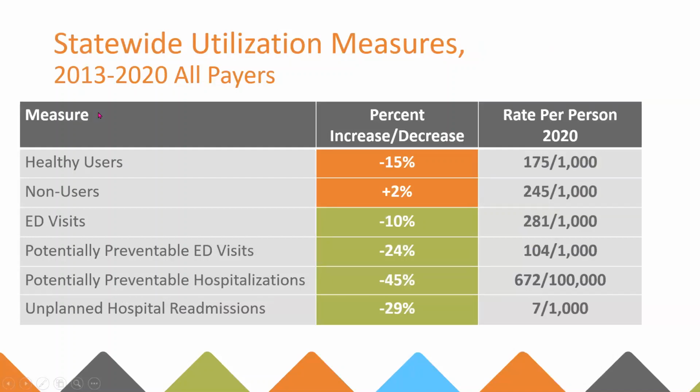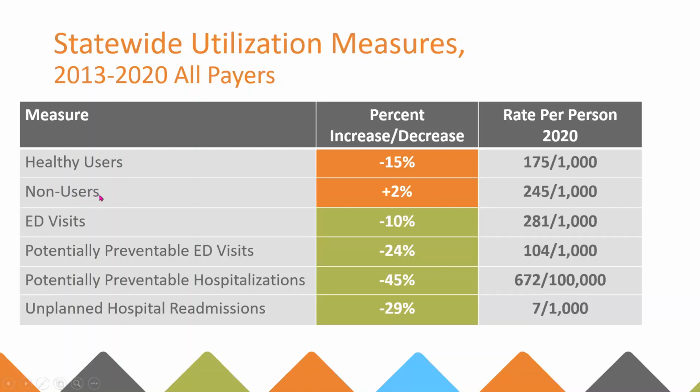So we spent a lot of time so far on cost. That's not the only thing that is in the dashboard. I want to make sure to highlight some of the insights we're seeing across the other measures. This is the utilization measure set. We have those healthy users I mentioned before, which are people who are not using their insurance for things like preventive care. We want that number to be going down, not up, or we want healthy users to be going up, not down. So we actually saw a 15% decrease between 2013 and 2020 with people not using their insurance. That's not the way we want to trend.